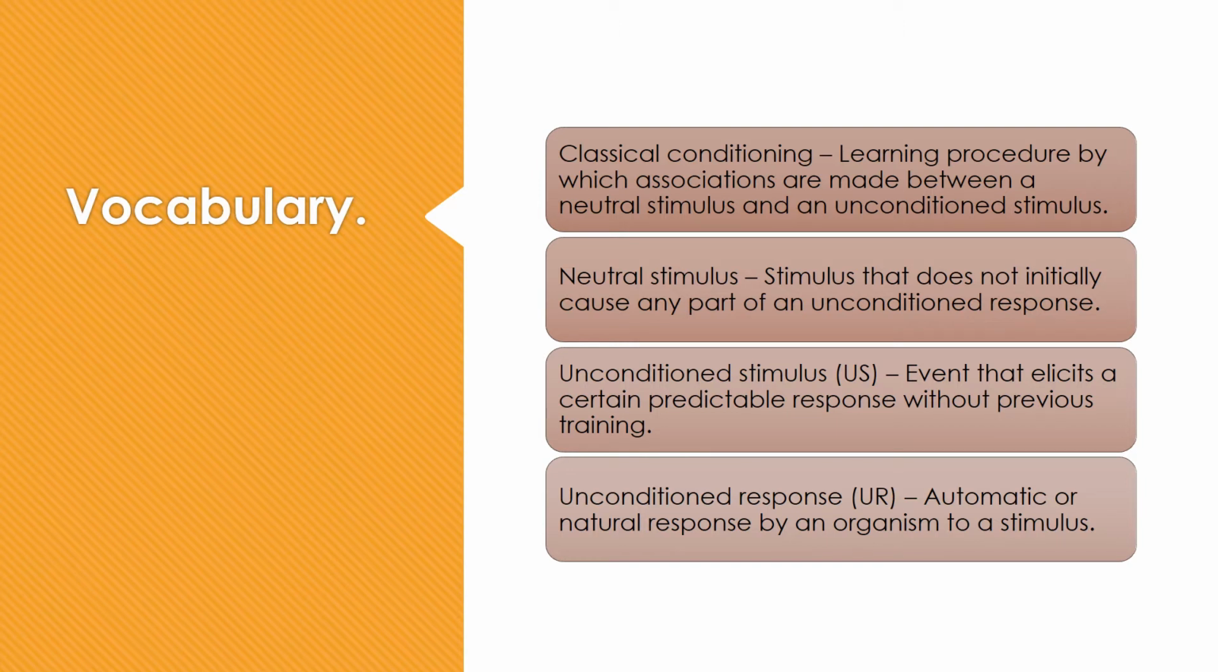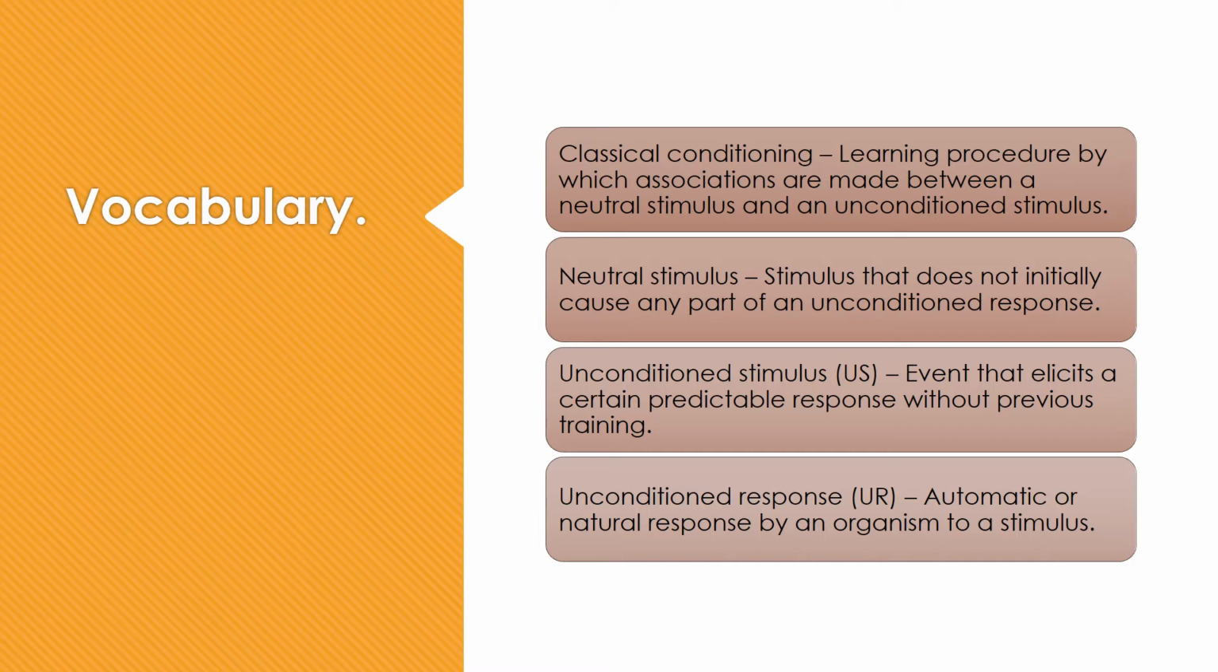I have some vocabulary for you. Classical conditioning is a learning procedure by which associations are made between a neutral stimulus and an unconditioned stimulus. There are a couple of vocabulary words here that we're going to go over. They're a little confusing. I understand the definitions may be confusing, but they'll make more sense as we go through the lesson. So don't worry if you're a little confused for a minute.